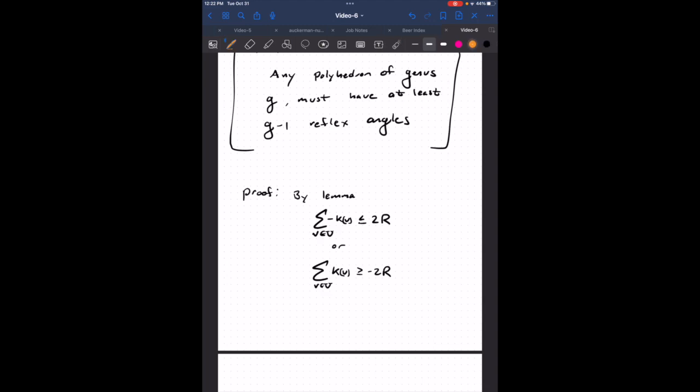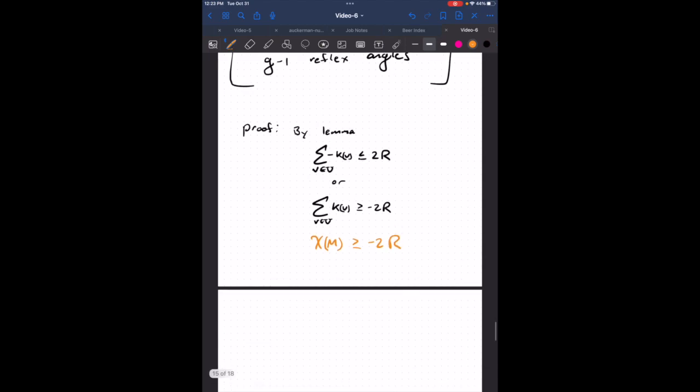So this tells us that the Euler characteristic, so the sum, we're on a surface without boundary, triangulated, so this is the Euler characteristic of our surface, is greater than or equal to negative 2r. And as we talked about earlier, we can write this as 2 minus 2 times the genus is greater than or equal to negative 2r. Oh, I'm again switching back and forth between capitals. Let's make these lowercase. So r for reflex edges.